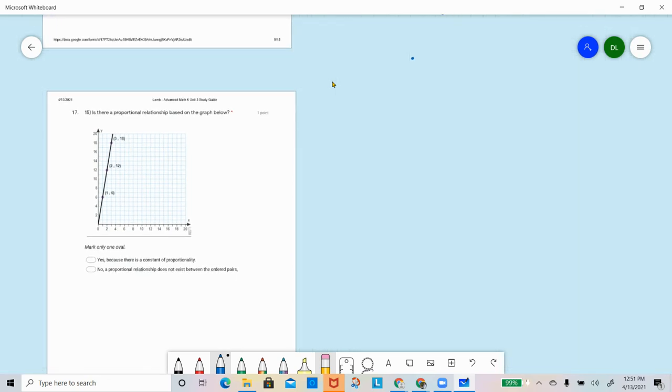Let's go on to question 15. Is there a proportional relationship based on the graph? God, I love these easy questions. It's a straight line and it starts at 0, 0. So yes, there is a constant of proportionality. Okay, so let's go on. Question number 16.